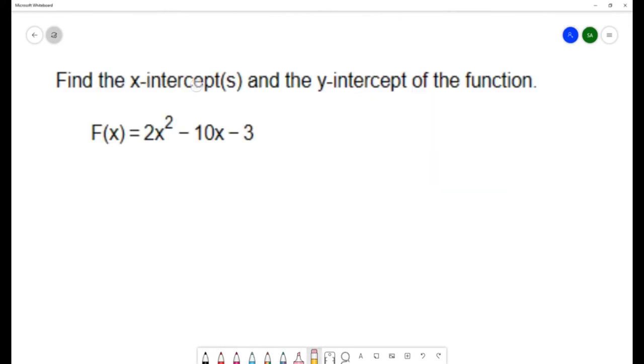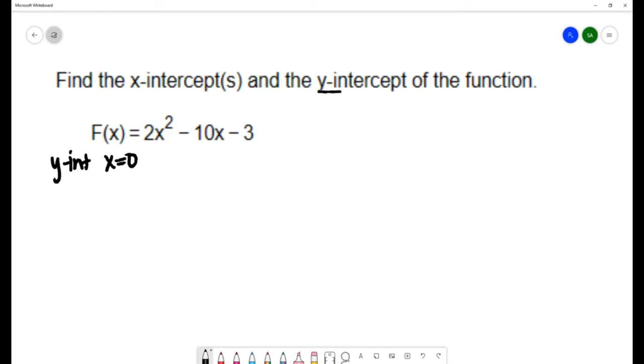Find the x-intercepts and the y-intercept of the function. We have the function f of x equals 2x squared minus 10x minus 3. I'm going to start by finding the y-intercept. It's usually a little bit easier. We can find a y-intercept by letting x equal 0. So let's pause there and say why.